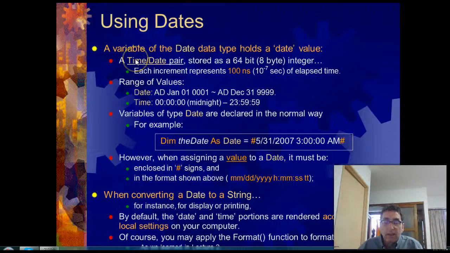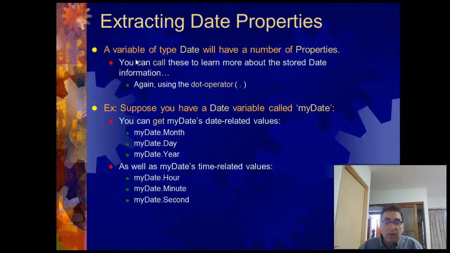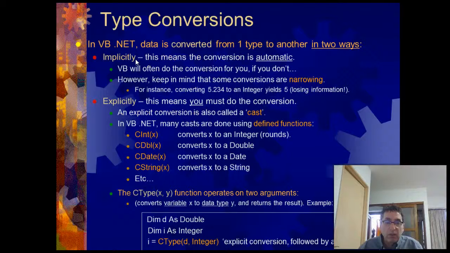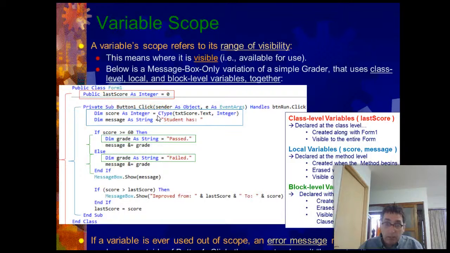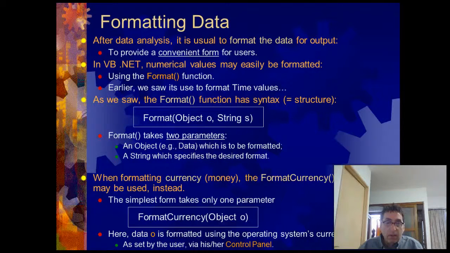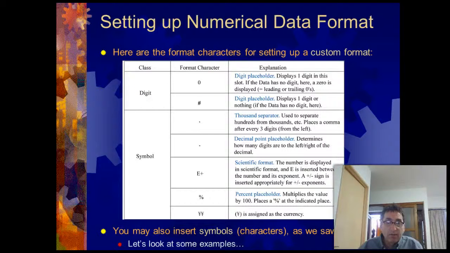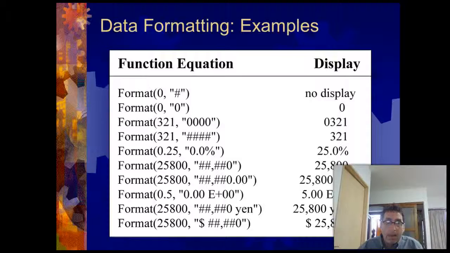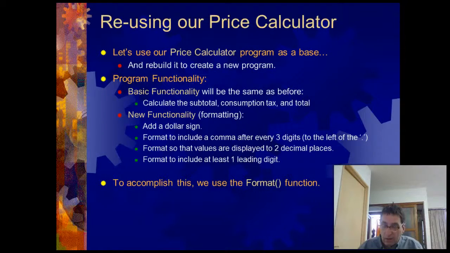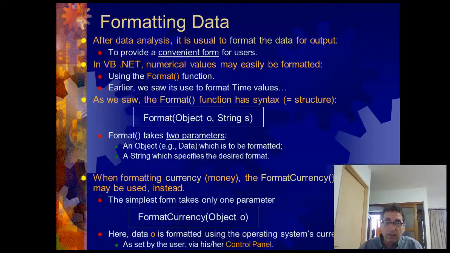Okay, let's talk about dates. How much more do we have to do? We have to do dates, extracting date properties, type conversions. We did a little of that. We converted a string to a number before, like this. And then something entirely new called variable scope and formatting data, setting up numerical data formats, and going to our projects.